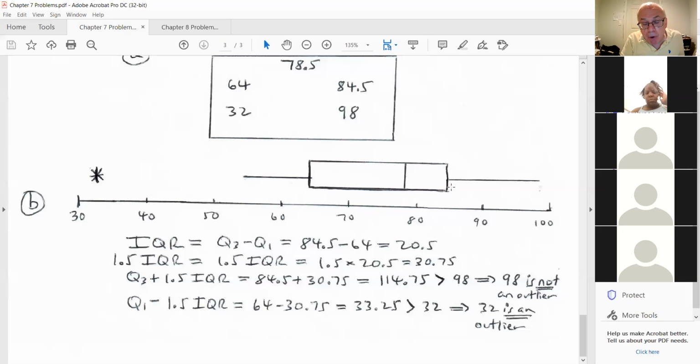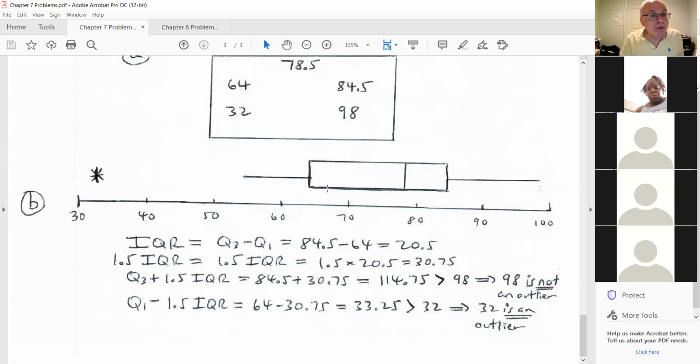Remember, the upper quartile means that 75% of the data is less than that. Well, let's see if it's true. From the upper quartile to the median is 25%. From the median to the lower quartile is 25%. And from the lower quartile to the smallest number is another 25%. So 25 plus 25 plus 25 is 75%. So there is 75% of the data that's less than the upper quartile.